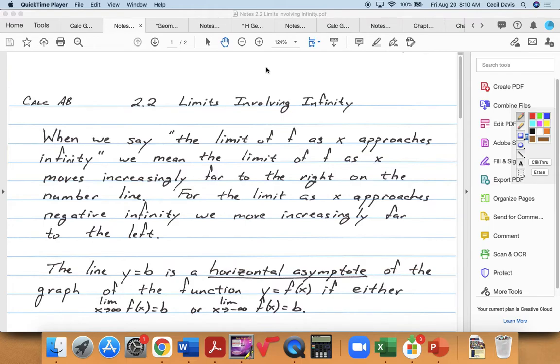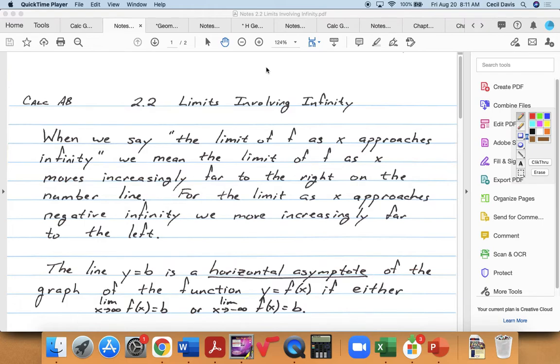So when we say the limit as x approaches infinity, we mean the limit of f as x moves increasingly far to the right on the number line. For the limit as x approaches negative infinity, we move increasingly far to the left on the number line. Okay?